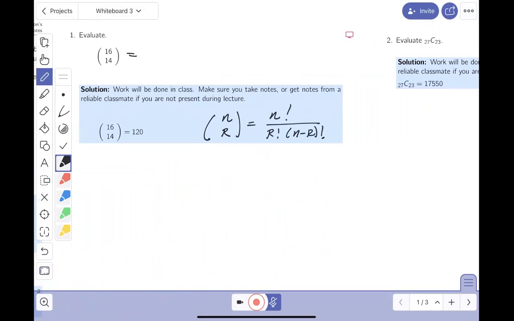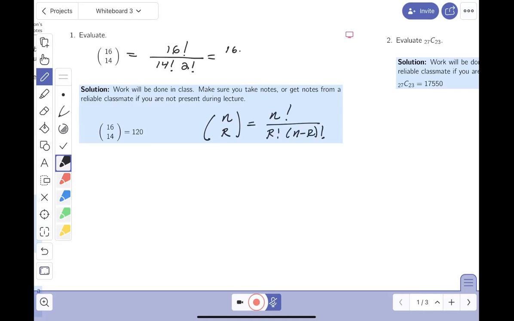Well, it's easy to write down, but it may not be easy to compute. This is 16 factorial. Sorry about that. And then on the bottom, what do you get? 14 factorial. And then 16 minus 14, which is 2 factorial. Now, I'd hate to see someone compute 16 factorial and then 14 factorial. What I'm going to plan is there's probably going to be a lot of cancellations here. So let's just take a look.